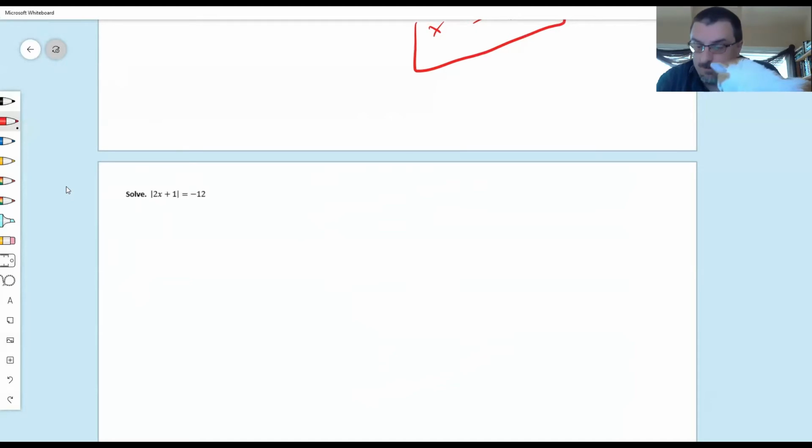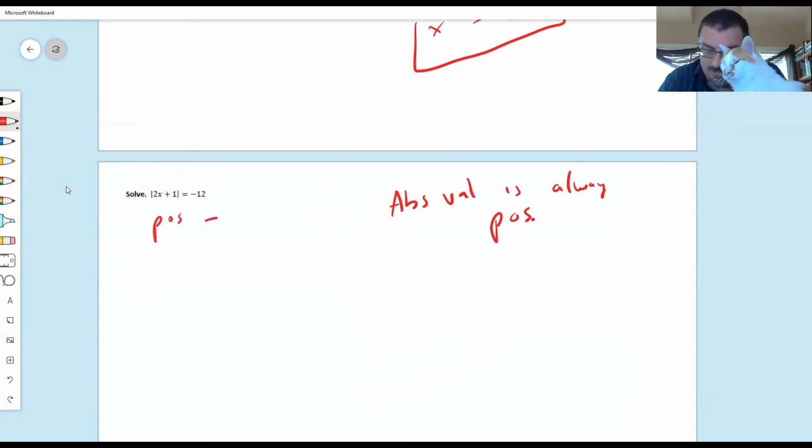The thing you've got to remember is absolute value is always positive. So this side right over here is positive. The right side is negative. Is it a positive number or a negative number that equals each other? Nope. So this isn't true. So this is no solution. Or you use the symbol of the empty set.